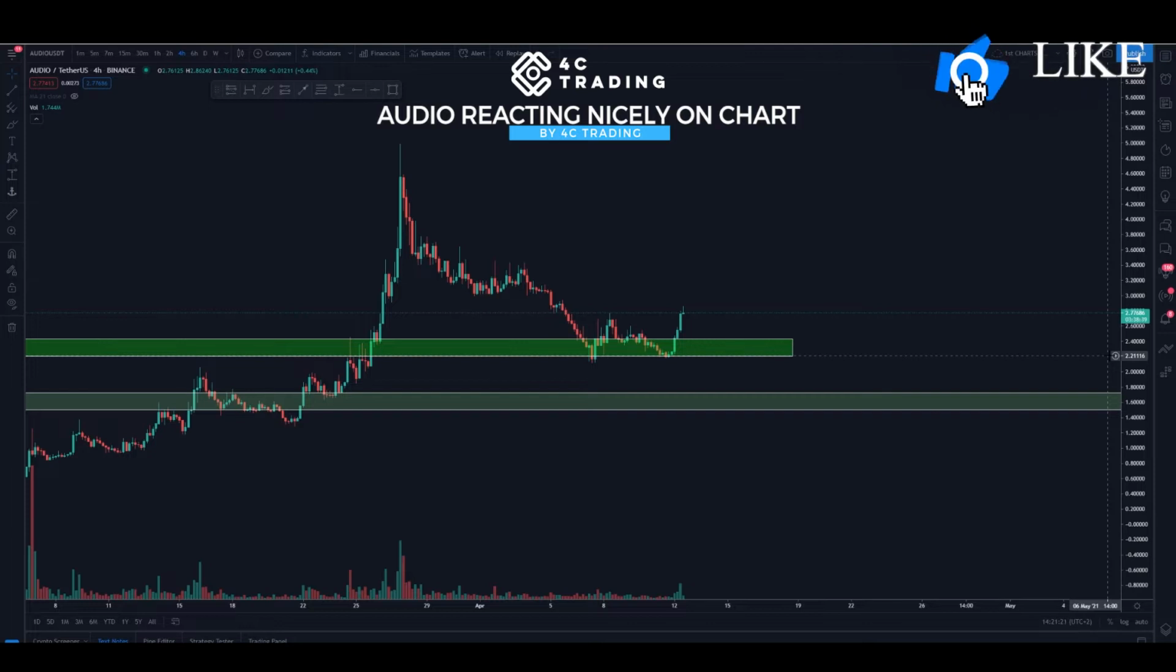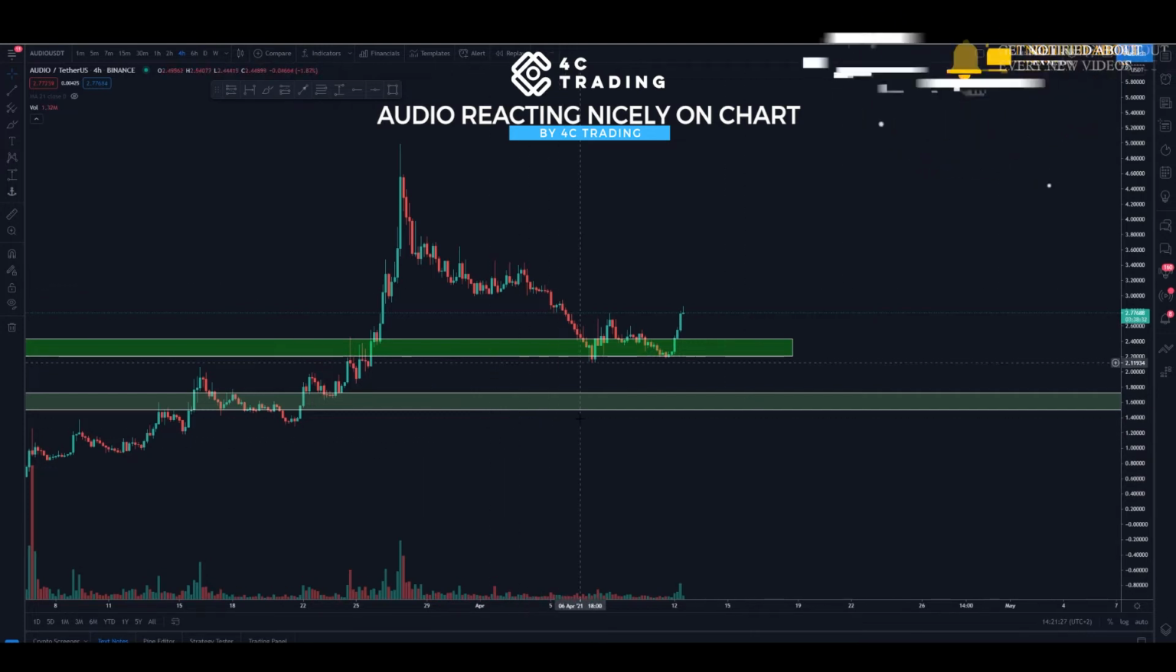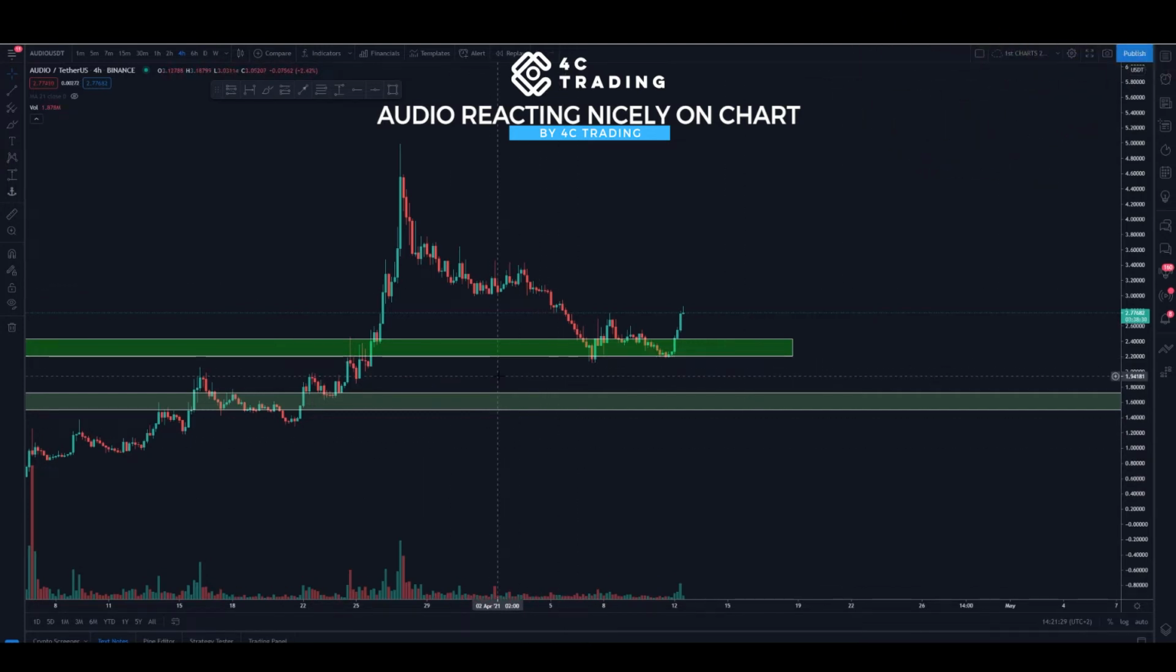Today let's talk about Audio USDT, which is a coin that we talked about a couple of times now in the latest streams. I've been constantly getting questions about it, and we did find a nice area that we said could potentially have a nice upswing from it, and it actually did.